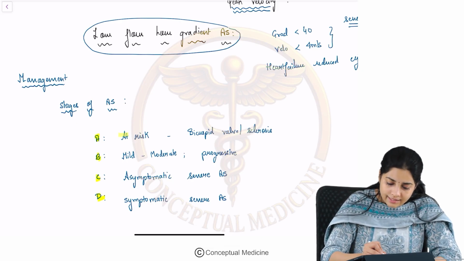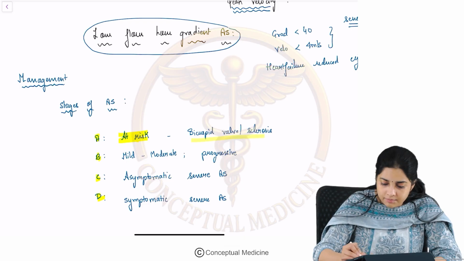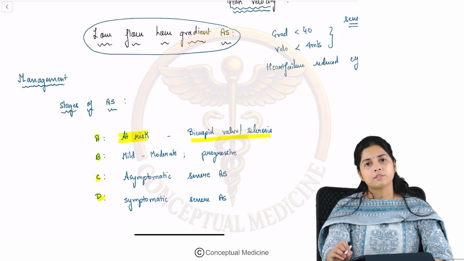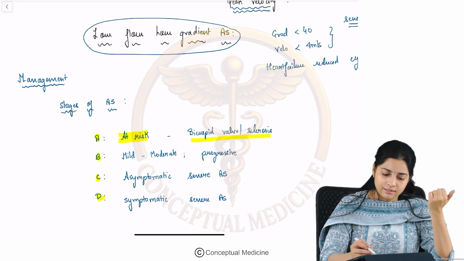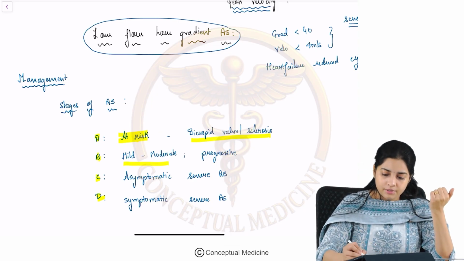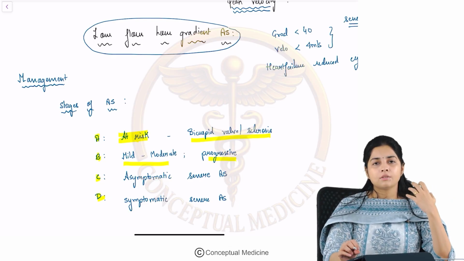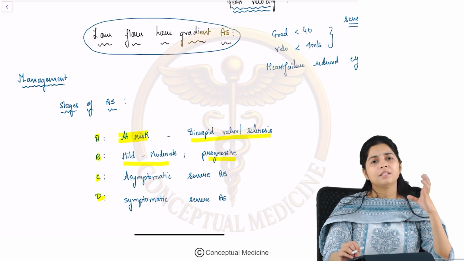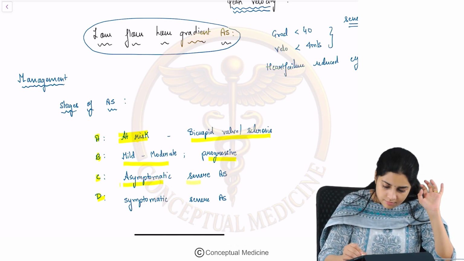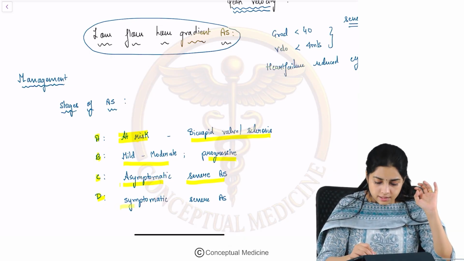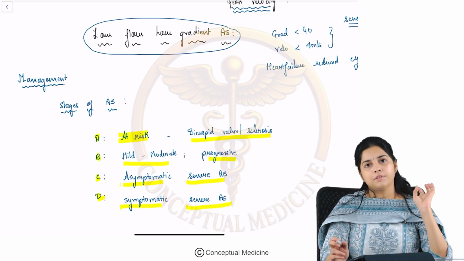So, stage A is at risk. A patient with bicuspid aortic valve or aortic sclerosis is not symptomatic and does not have AS, but definitely is at risk. Stage B is mild to moderate, progressive AS, where there is a decrease in the aortic valve area, but it is still not severe. Stage C is asymptomatic severe AS and stage D is symptomatic severe AS.